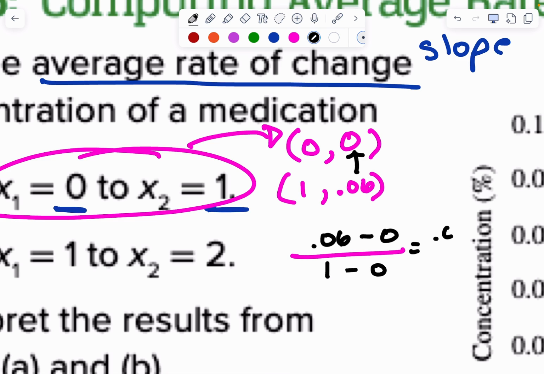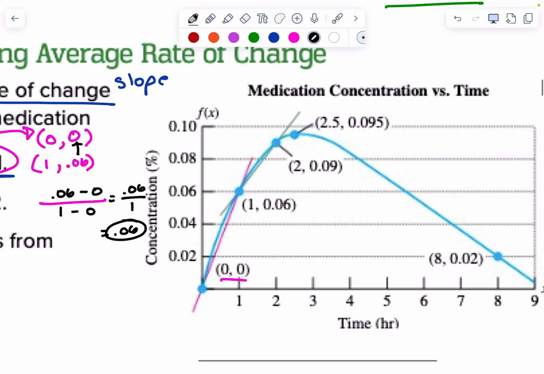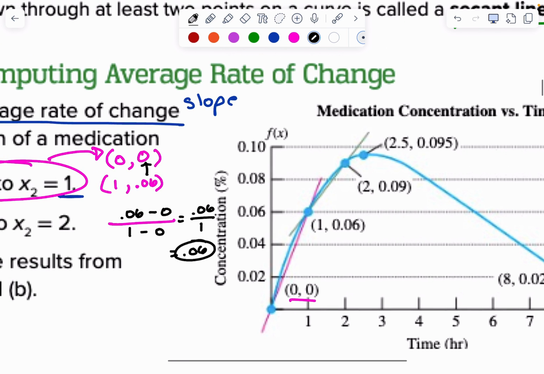0.06 minus 0 is 0.06. And 0.06 divided by 1 is still 0.06. So your slope is 6%, basically. It's going up 6% over the course of an hour. Yeah? That doesn't seem like a very fast-acting medication. 6% in the first hour?